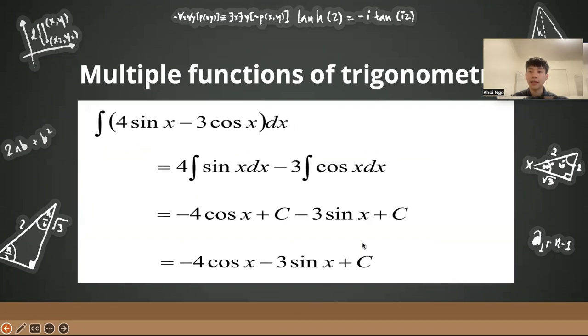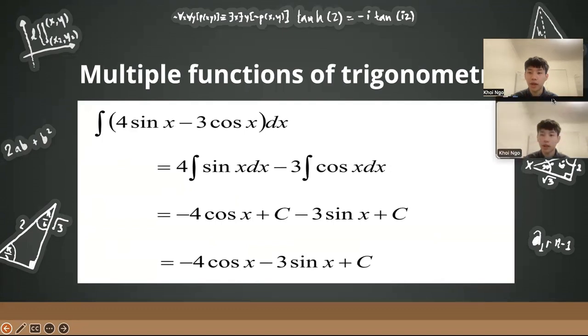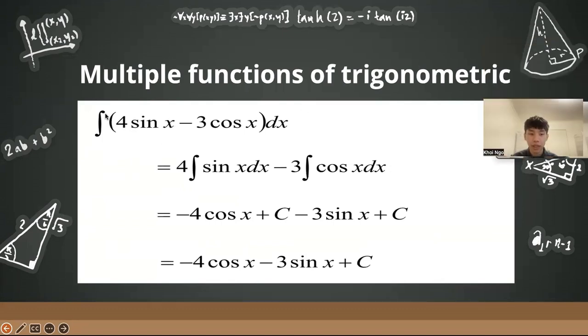Let's move on to the next question. In this case, we have multiple trigonometric functions. Let's have a look. The antiderivative of 4 sine x minus 3 cos x dx. In this case, we have two functions, 4 sine x and 3 cos x.